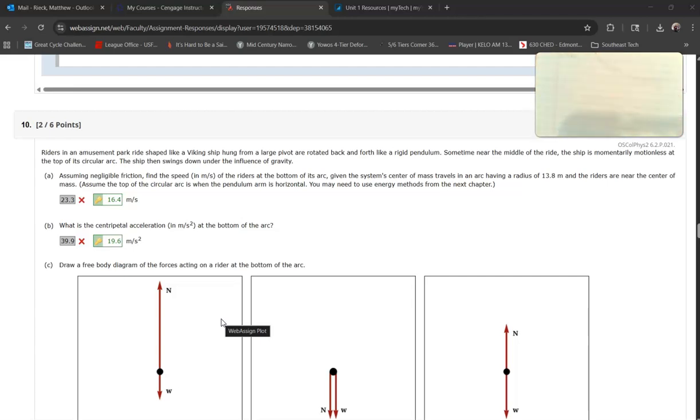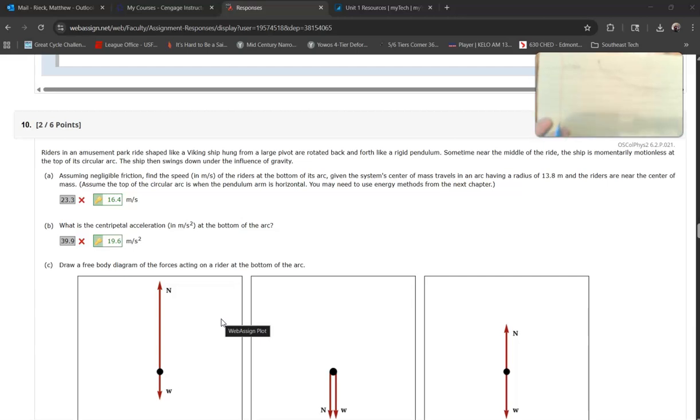arc there. So assuming negligible friction, so assuming that there's oil around the different axles and different things along those lines, where there's not much friction to take account of. Find the speed in meters per second of the riders at the bottom of its arc, given the system's center of mass travels an arc having a radius of 13.8 meters, and the riders are near the center of mass.